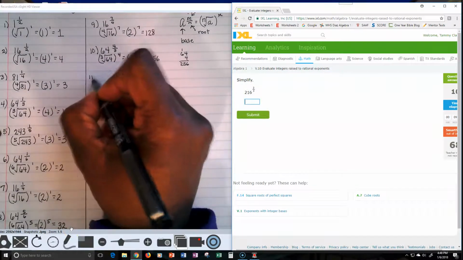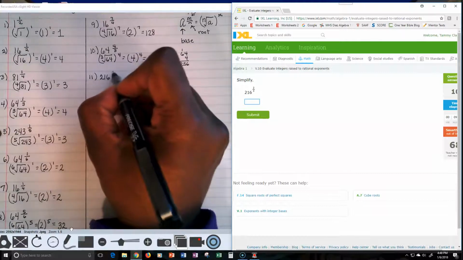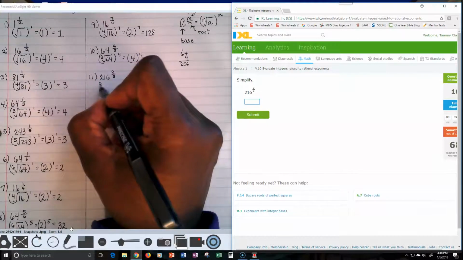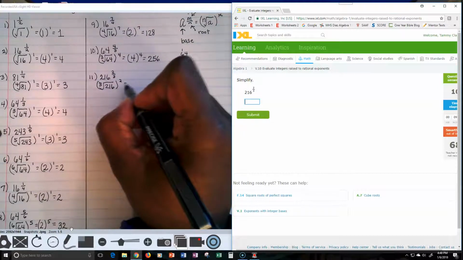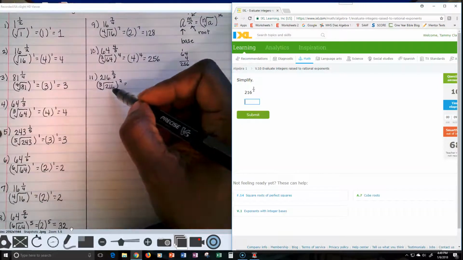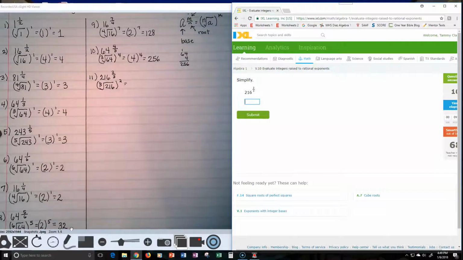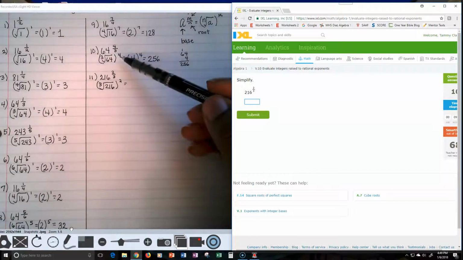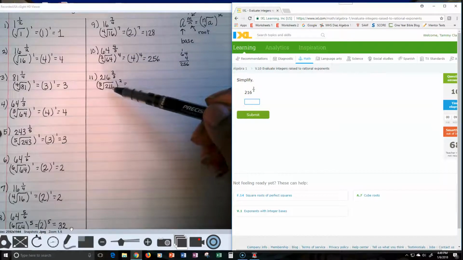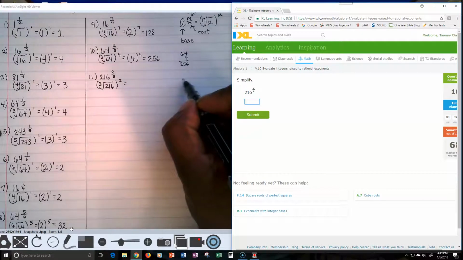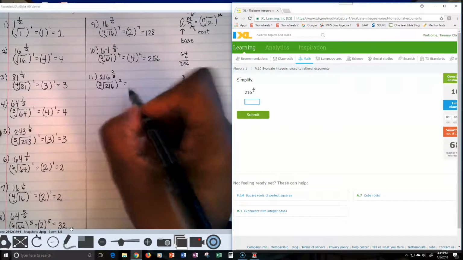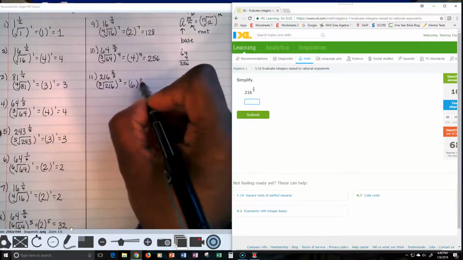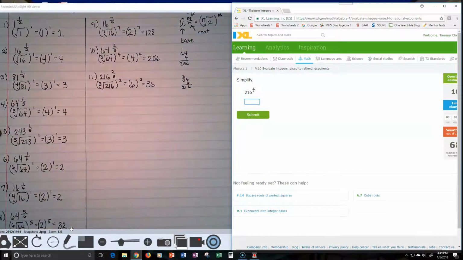Number 11. We've got 216 raised to the 2/3 power. So we're going to take the cube root of 216, raise that result to the 2nd power. So we're thinking what number multiplied by itself 3 times gives us 216? Well, we know it has to be higher than 4. And 5 won't work because it would end in an odd number. Let's try 6. So 6 times 6 is 36. And 36 times 6 is 216. So the answer would be 6. And then we square that result and we get 36.